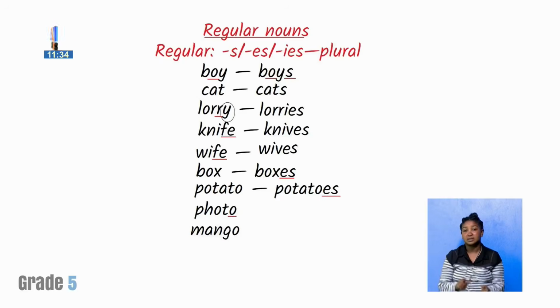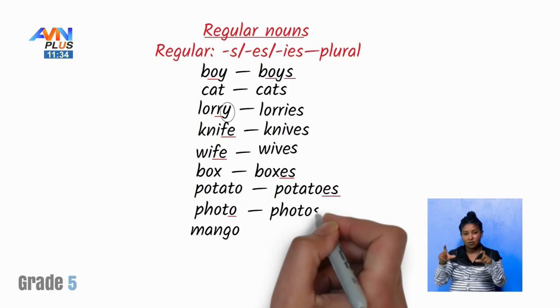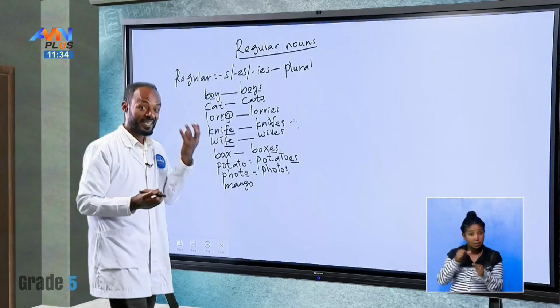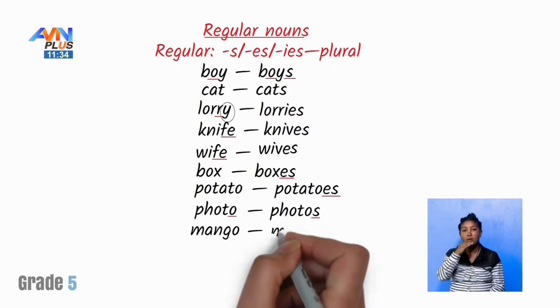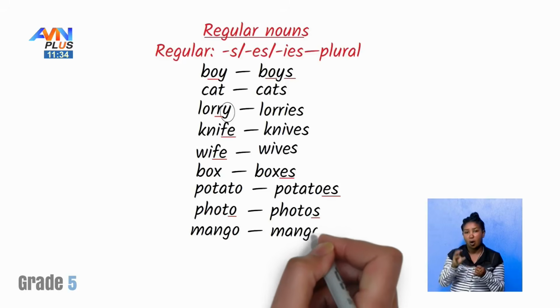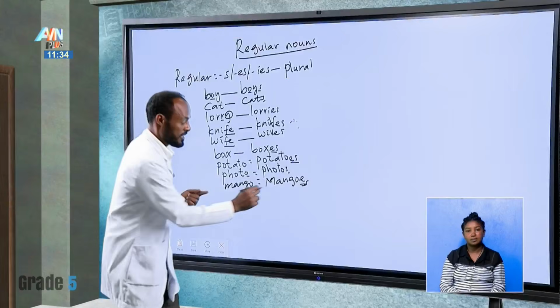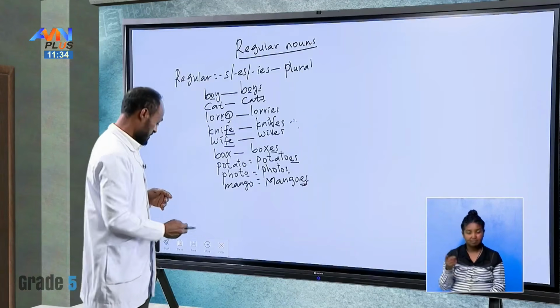Just like if it is ended in O, the word photo, that should be ended in what? Only S. Bear in mind, this one is an exceptional case. Mango, it is ended in O, but it takes ES. Mangoes. Is it clear? Good.